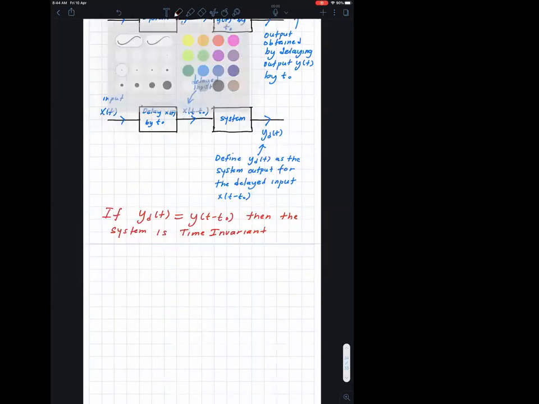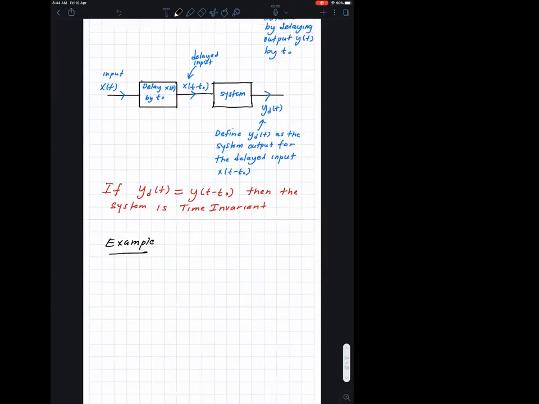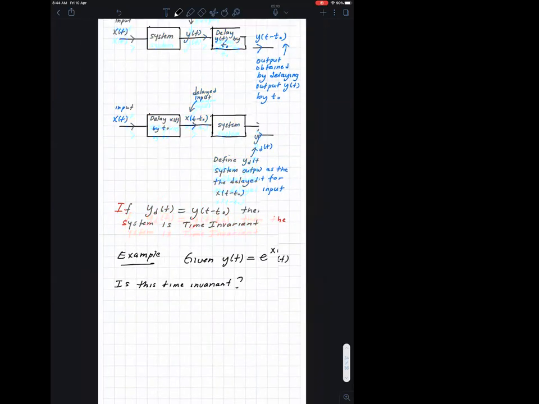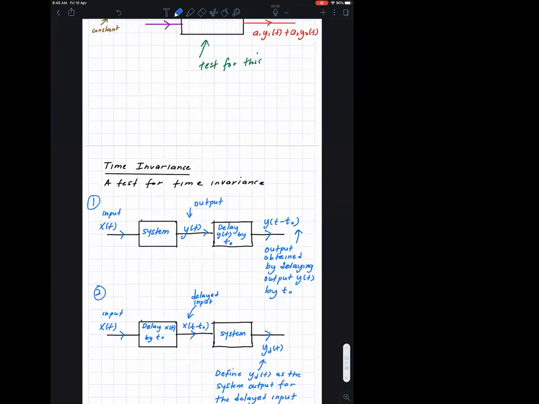Example: given the output is equal to e to the x(t). Is this time invariant? Very simple. All you have to do is this: call the first one number one, and call the second one number two. So let's do number one first.